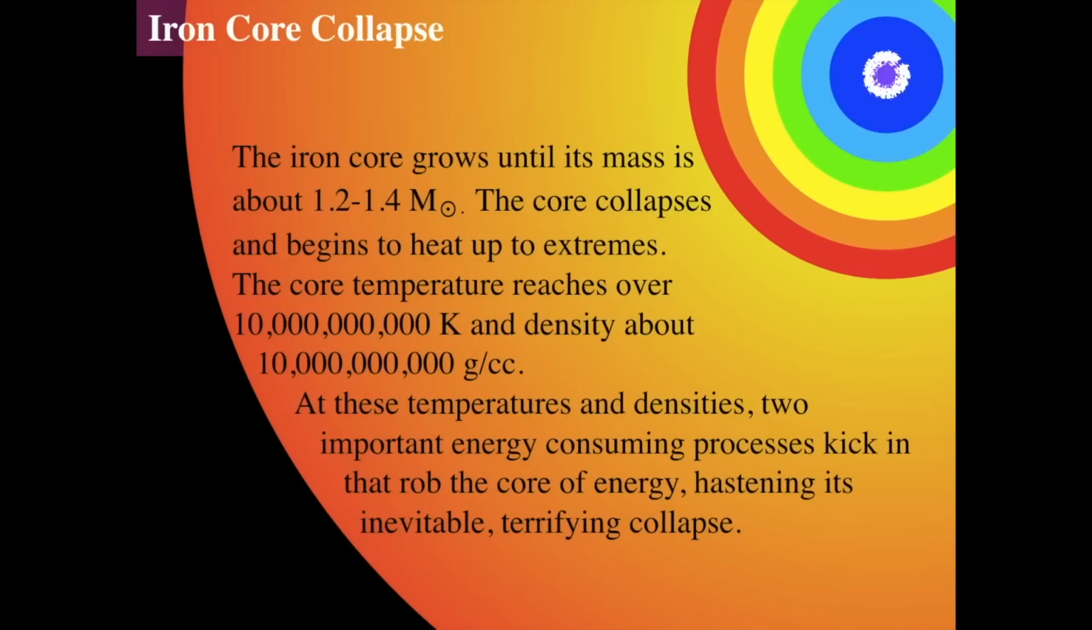It can't be supported by electron degeneracy, and all of a sudden the core collapses down rapidly and heats up amazingly. It gets up to about 10 billion Kelvin, and the density is about 10 billion grams per cubic centimeter. So one sugar cube would weigh 10 million kilograms, which roughly translates into a few hundred thousand tons. So we have a sugar cube weighing hundreds of thousands of tons. That's a lot of weight, and that's how dense the core becomes.